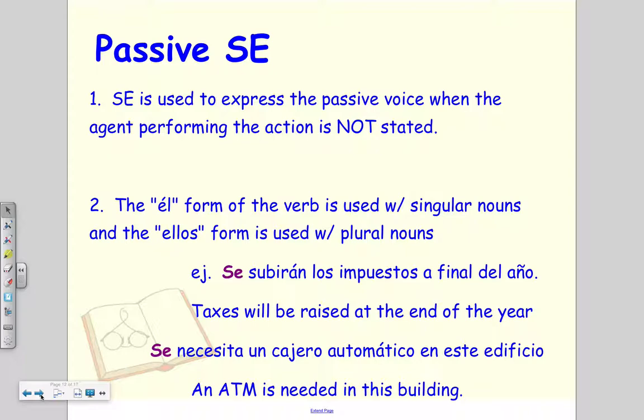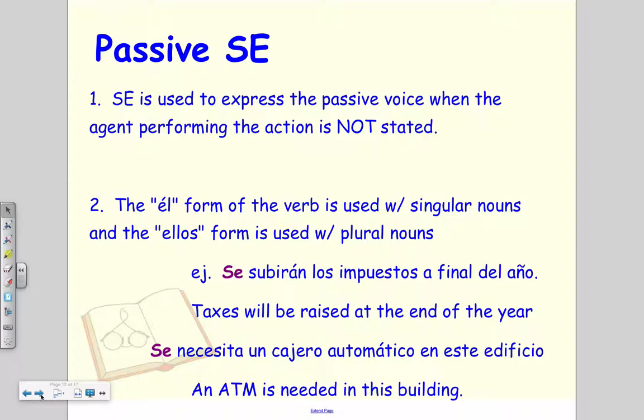So, passive se. In Spanish, as in most languages, we have the active voice and the passive voice. Active voice is just a normal sentence like, I ran quickly, or I wrote the book, okay? Who did the action? I did. I wrote the book. Passive takes the emphasis off the person doing the action. Passive would be, the book was written by me.